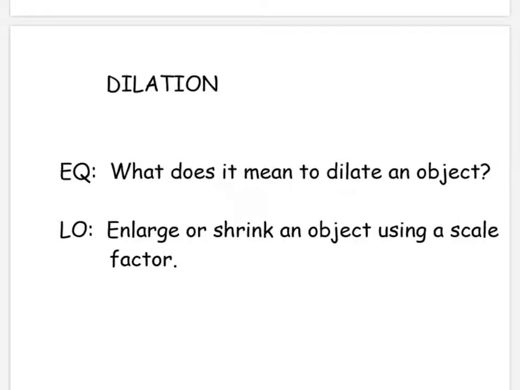The next type of transformation that we are going to look at is called a dilation. A dilation is an enlarging or a shrinking of an object using a scale factor.